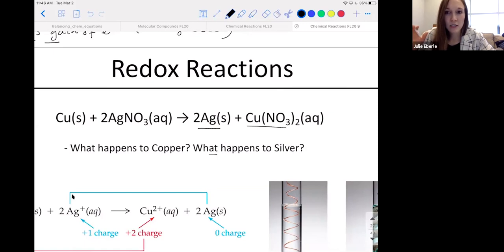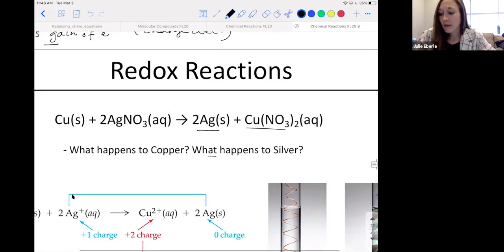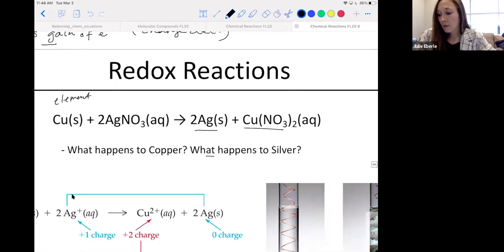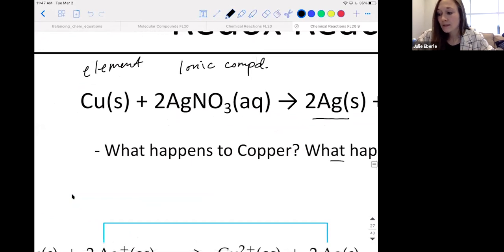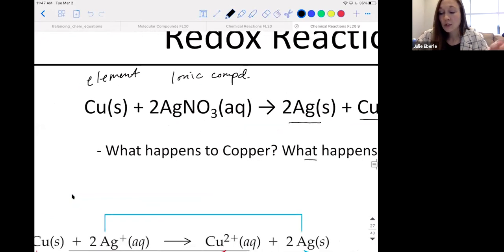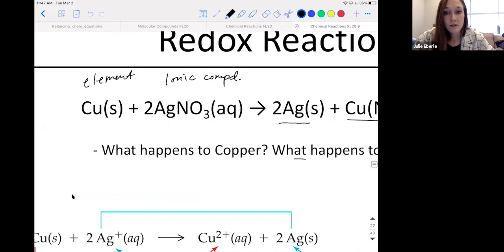Is this a combination, decomposition, single displacement, double displacement? Anybody recognize it? Haley says single displacement. That's correct. We have an element and we have an ionic compound. When you have one element and a compound, remember that if the element is a metal, metals replace cations. If it's a non-metal, non-metals replace anions. So here we have a metal, copper, and it's going to replace the cation, which is silver. And so essentially, copper and silver just switch. So it's a single displacement.